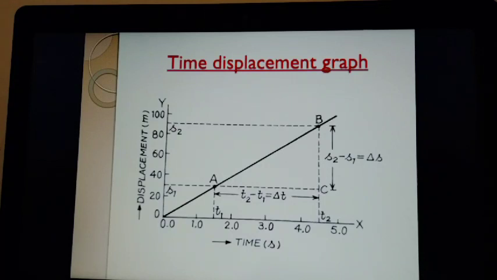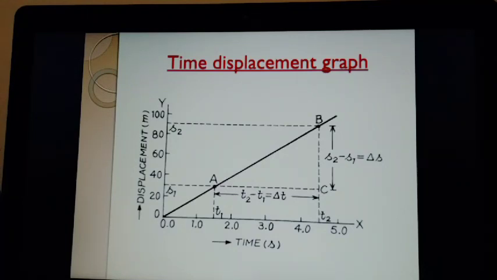What is delta S by delta T? Change in displacement divided by change in time. What is that? By definition, that is velocity. So the slope of the time displacement graph gives the velocity of that particular object. That is one of the importance of the time displacement graph.